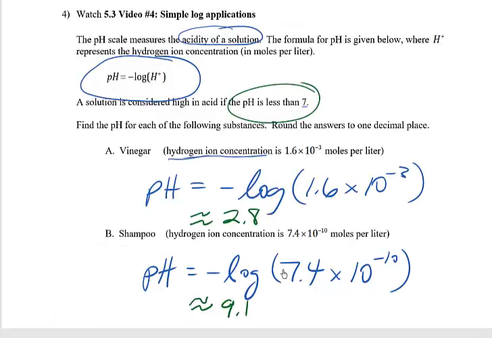And that, of course, means that shampoo is not a highly acidic substance, since the pH is not less than 7, something I'm sure we're all glad about. As I mentioned before, you'll see some other applications of logs on the homework.